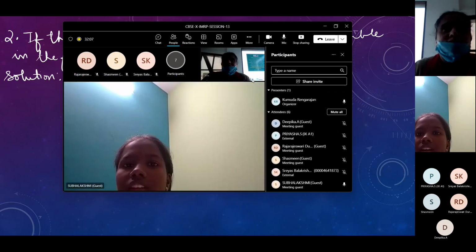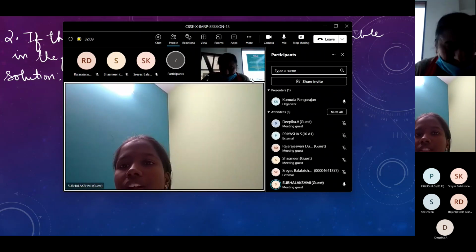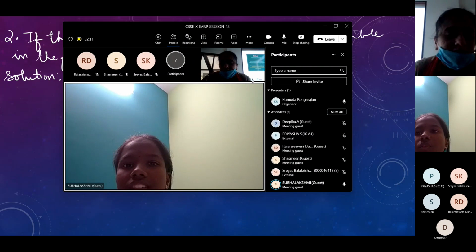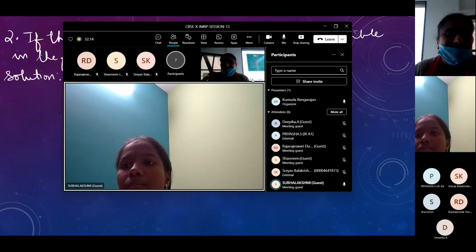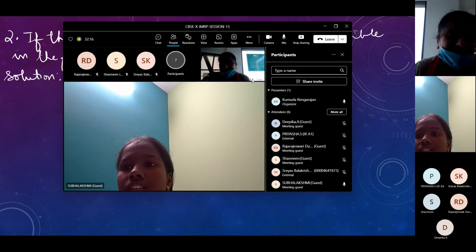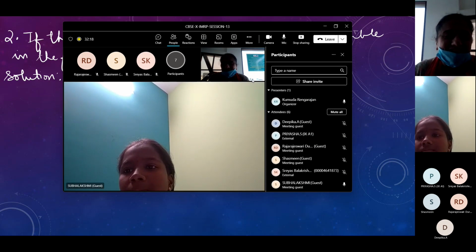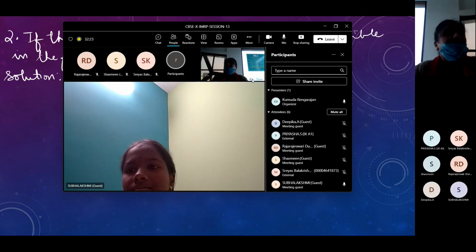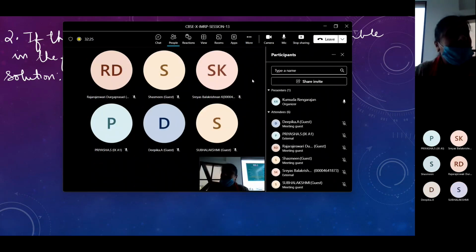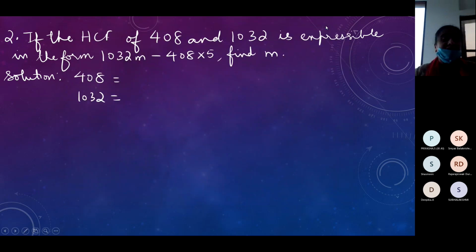Every composite number can be expressed as a product of primes, and this factorization is unique apart from the order in which the prime factors occur. Very nice. Very good, Subbalakshmi. Thank you. So every composite number can be expressed as a product of primes, and this factorization is unique apart from the order in which the prime factors occur. Write out FTA once in your notebook, and then start working, meaning then find the HCF of these 2 numbers.